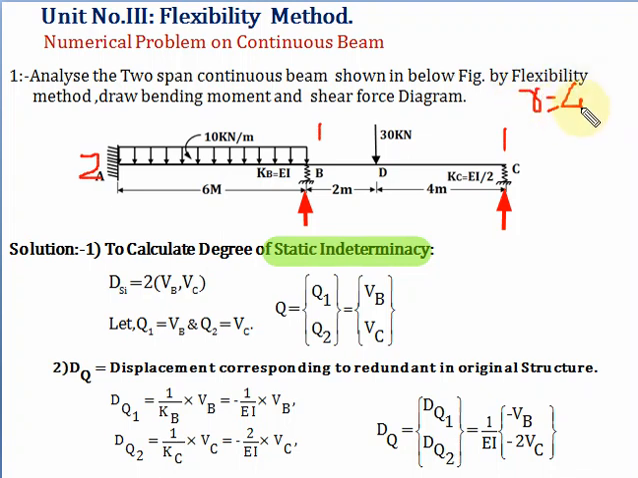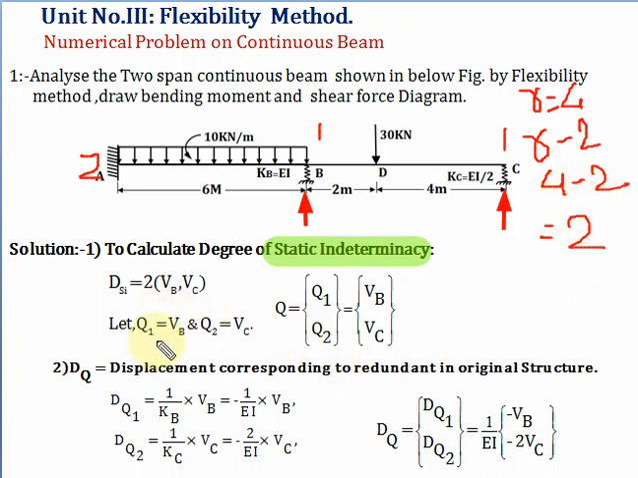Now here we are having the equation R minus 2. So number of reactions 4 minus 2. So the degree of static indeterminacy will be equal to 2. Now the degree of static indeterminacy is 2.